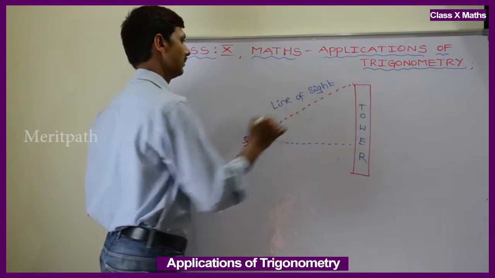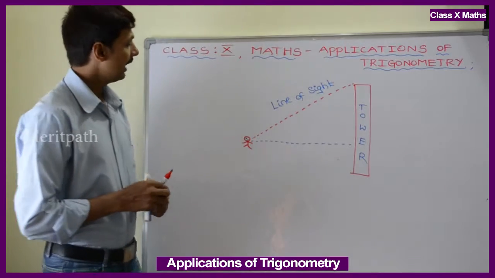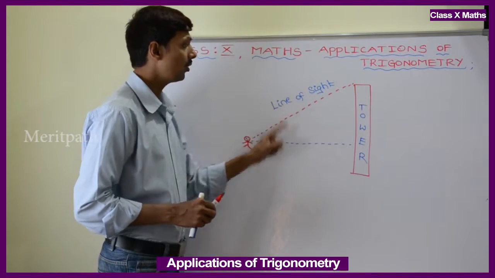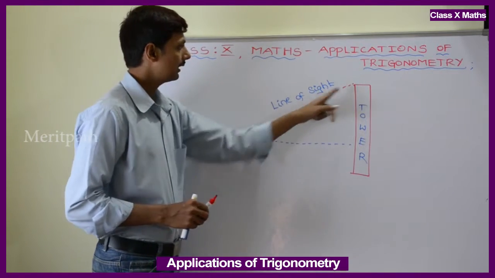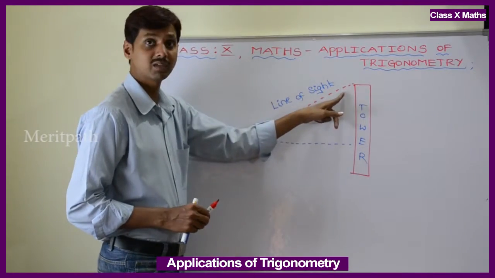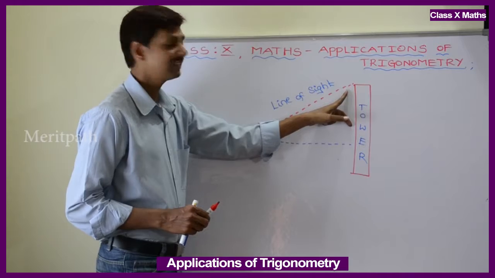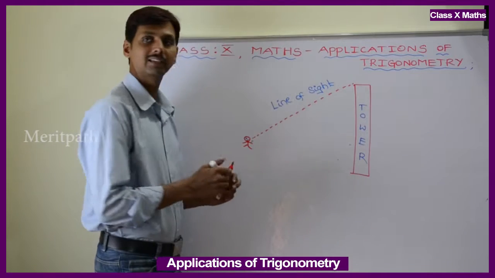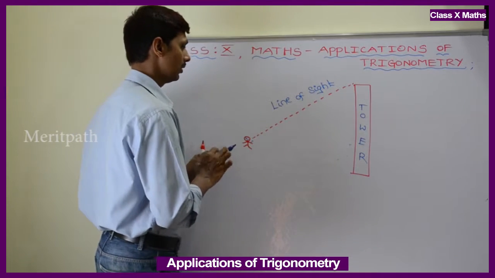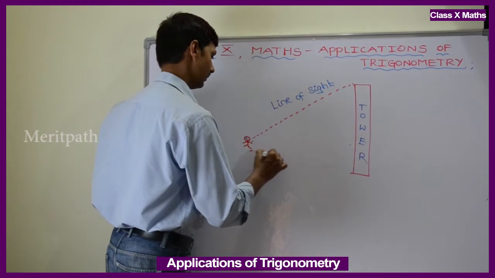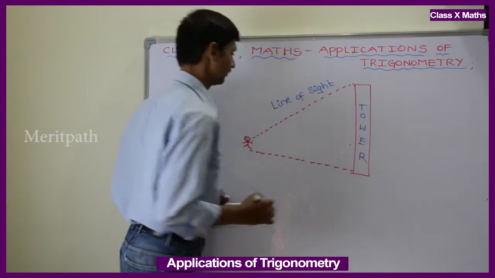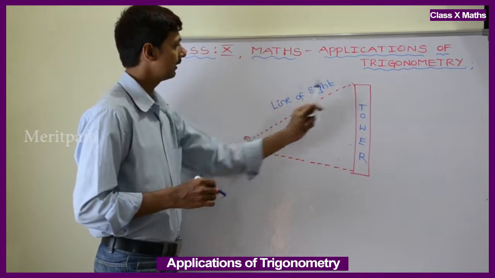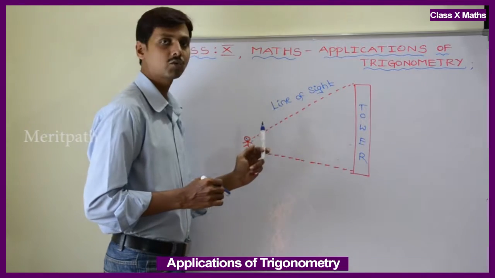Let us recall again. An observer is observing a tower, an object which is above his eyesight. It forms a line, and this is called the line of sight. Let us take the horizontal distance from the observer to the tower. This is a horizontal distance, and he is observing this tower. Eyesight is like this. This is called the line of sight.